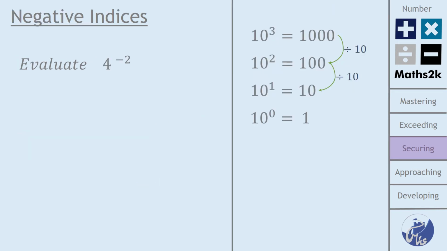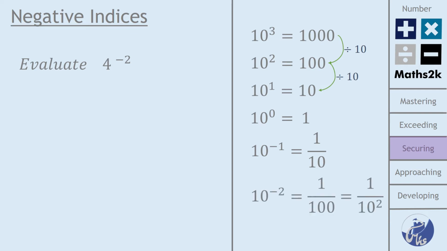So in this next example, I'm going to go through negative indices, and we've got 4 to the power of negative 2. Now on the right hand side, I've brought through the work that I did on powers of 10, where we showed that 10 to the power of 0 was 1. Now if I continue the pattern on both the left and the right hand side, we will be able to show that a negative power can be written as a fraction. And this negative power of 1 is the fraction 1/10, or 1 over 10 to the power of 1.